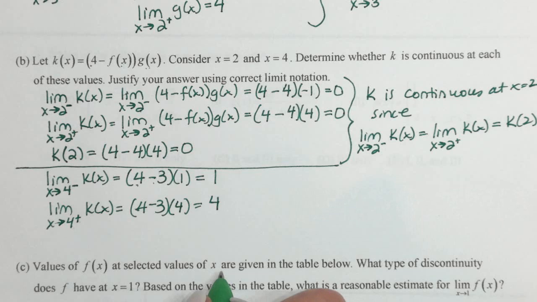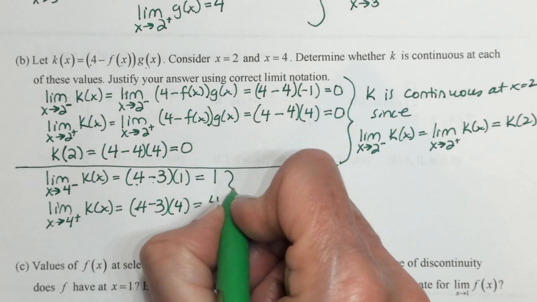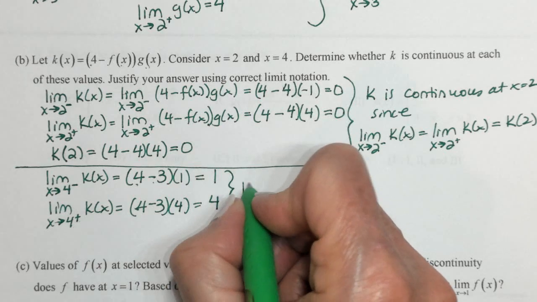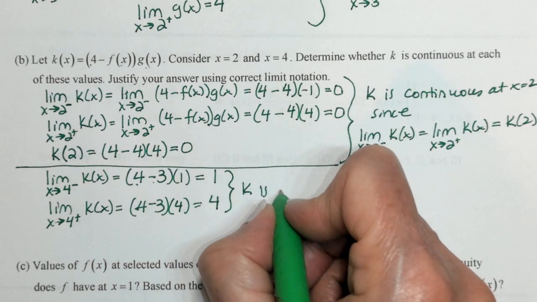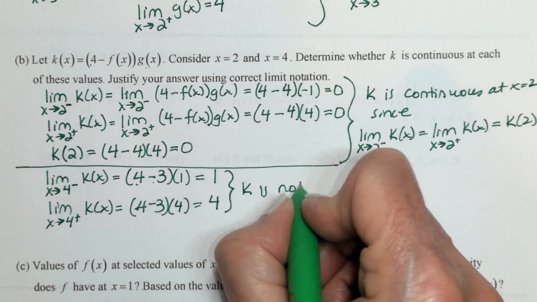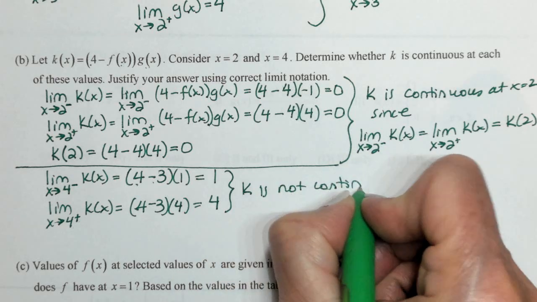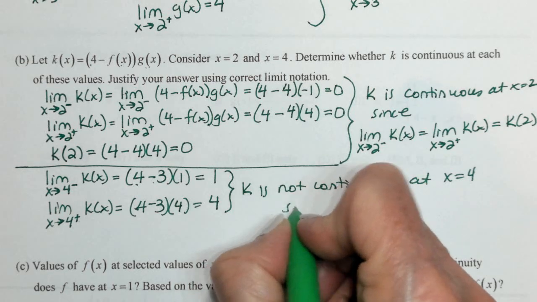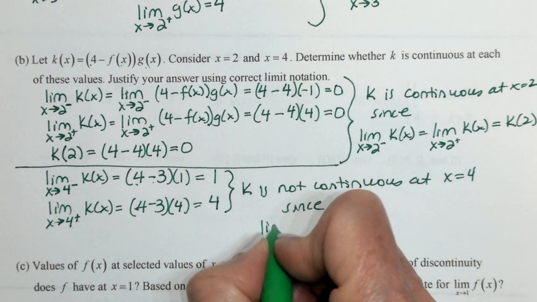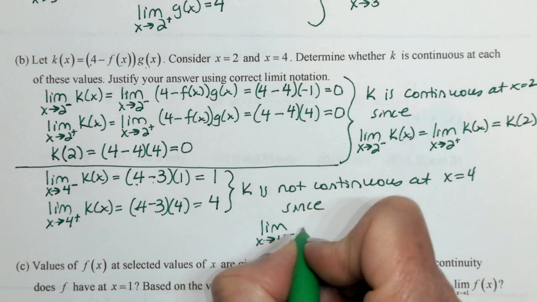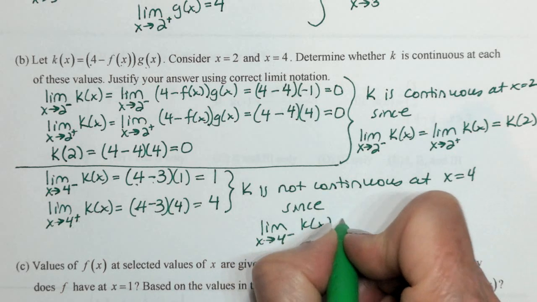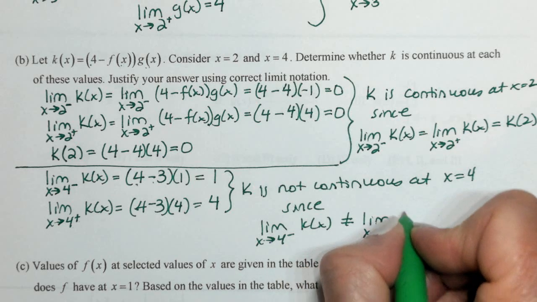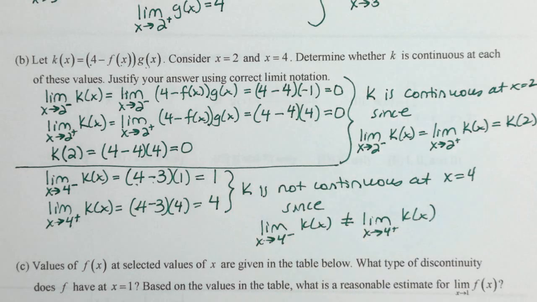I don't even need to find k at 4 because I found that the two limits do not match. So I'm going to say k is not continuous at x equals 4 since the limit as x approaches 4 from the left of k of x is not equal to the limit as x approaches 4 from the right of k of x. That's it.